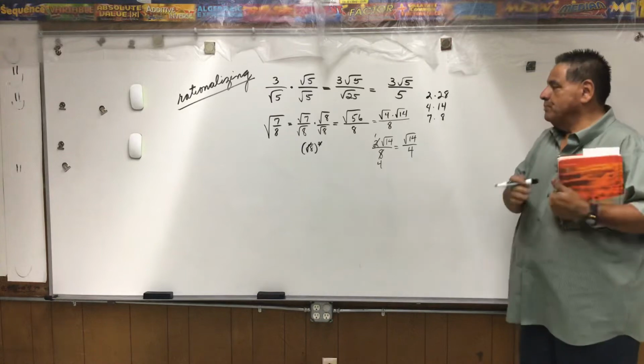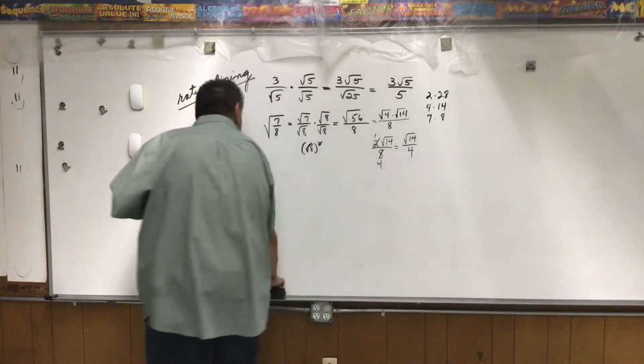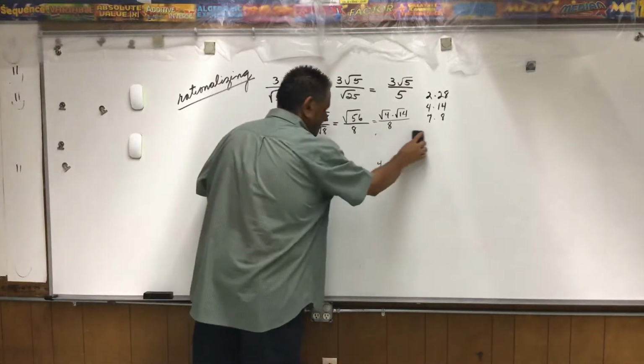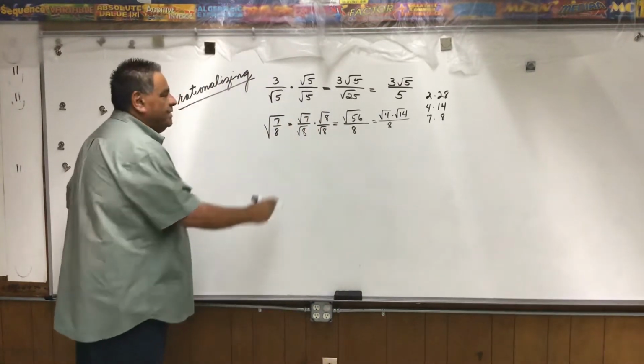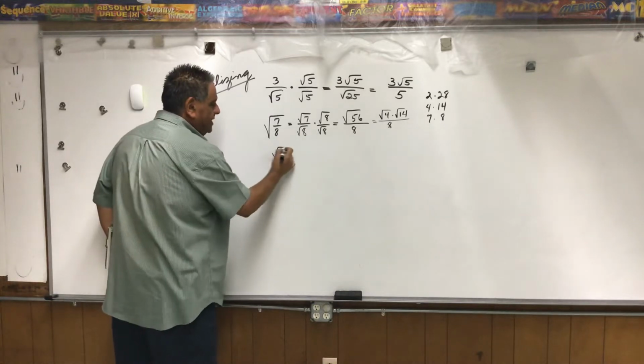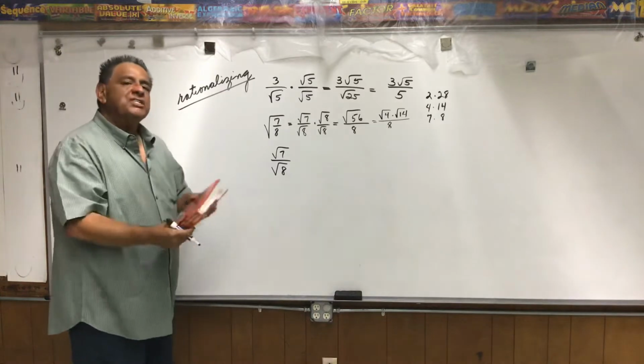Now, let's look at this problem one more time, because we worked very hard here. I want to show you how you might be able to simplify your work. So let's start from here. Let's rewrite it. Radical 7 over radical 8. How about if we simplify?